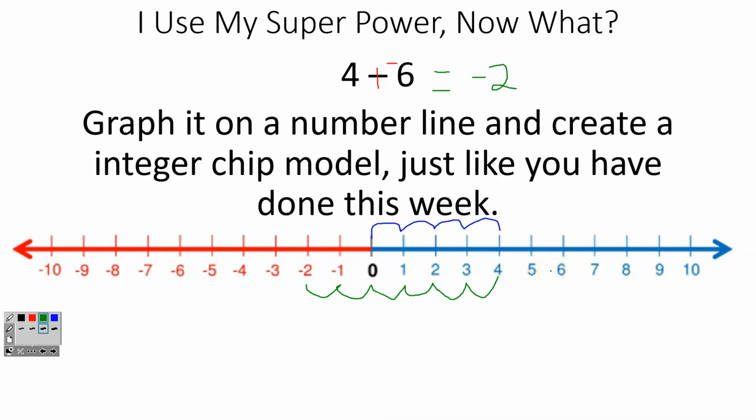And again, if you want to check your work, it does say create an integer chip. So I'm just going to do 4 plus signs. I'm going to do 6 negative signs. There's a 0 pair, there's a 0 pair. I know these are kind of sloppy, but it'll work. 0 pair, and I'm left with 2 negatives, so that answer matches this answer.